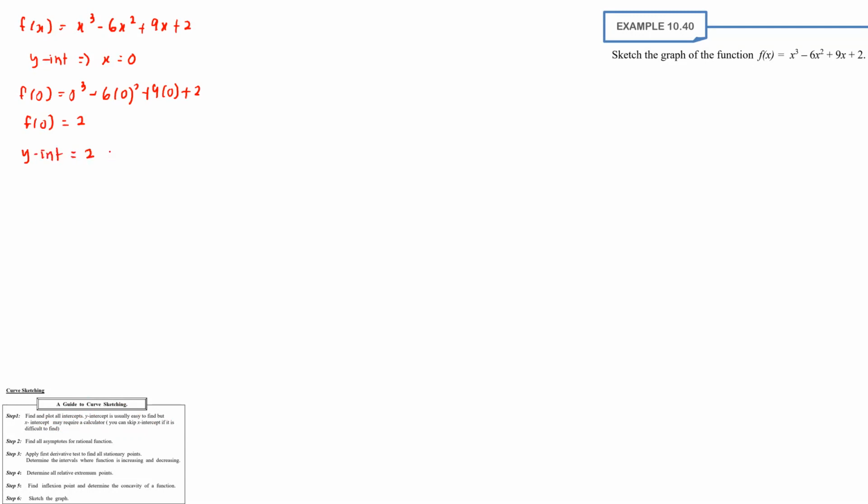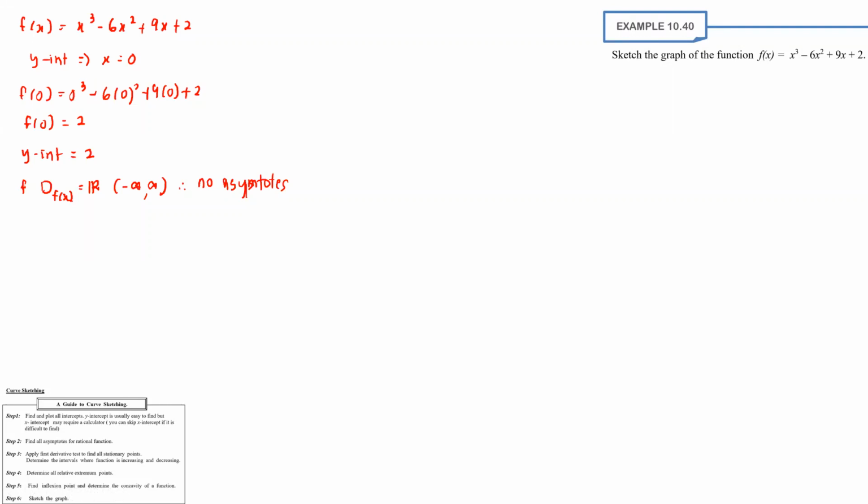Okay, step 2, find all asymptotes for a rational function. Here, this function f(x) has a domain of all real numbers. The domain of f(x) is the real numbers, which means from negative infinity to infinity. So we know that there is no asymptote for this function.